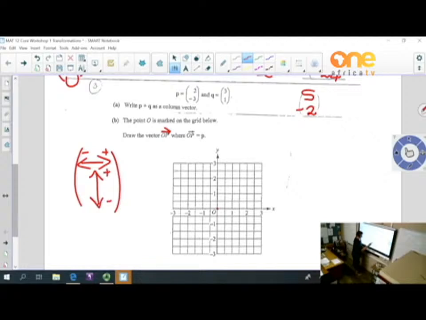So now I go 1. Don't just count blocks, you'll have to use the unit. So I go 1, 2, and then 1, 2, 3, because it is negative 3. So this is my column vector, and remember that you will always put an arrow there to indicate the direction.